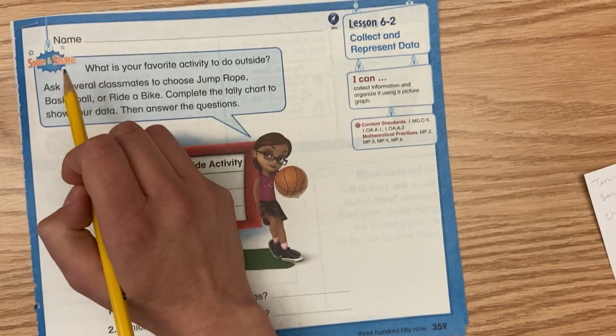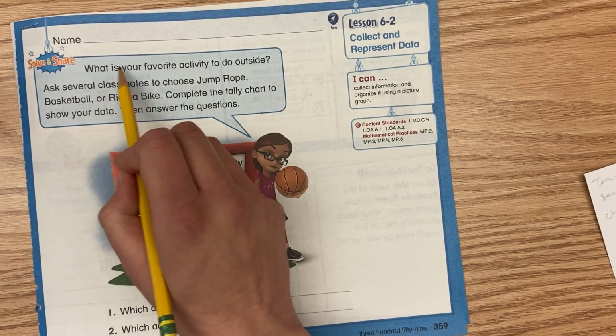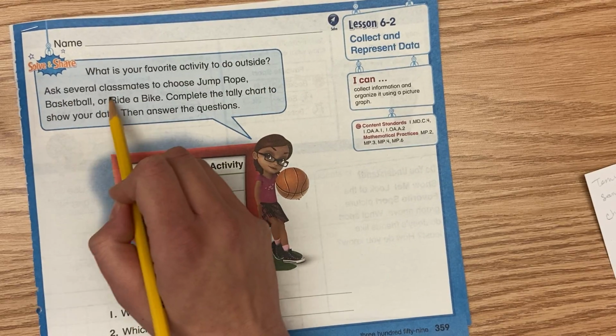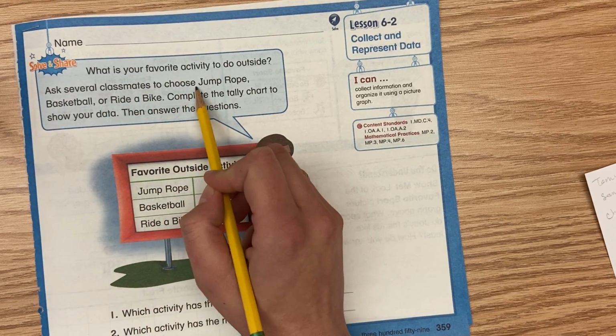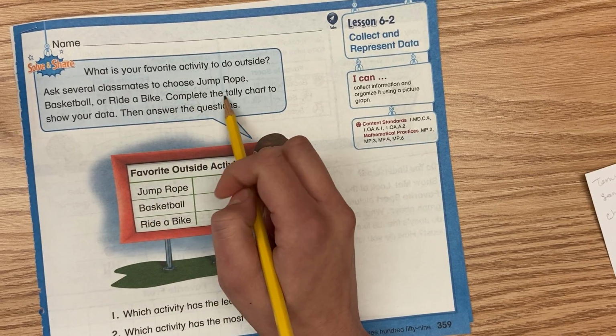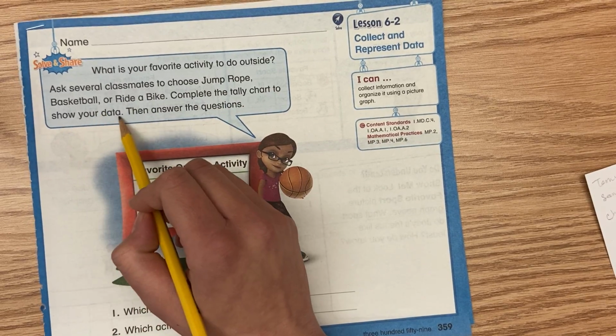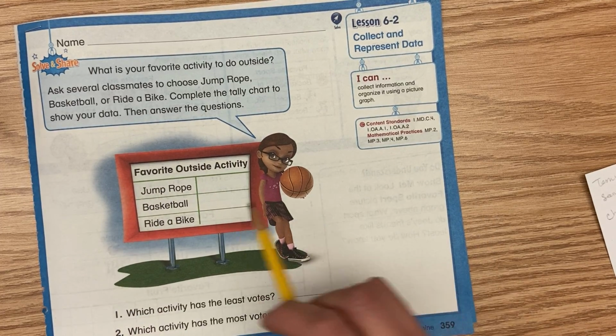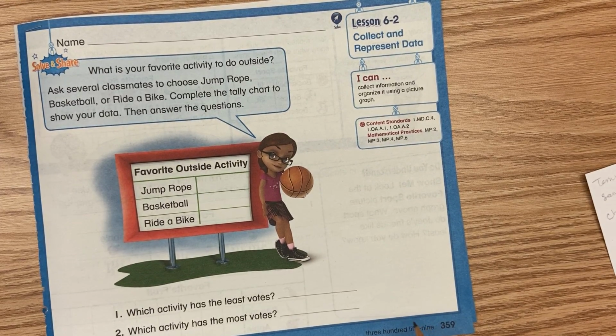Okay, let's take a look at the top question. What is your favorite activity to do outside? Ask several classmates to choose jump rope, basketball, or ride a bike. Then complete the tally chart to show your data. Then answer the questions.